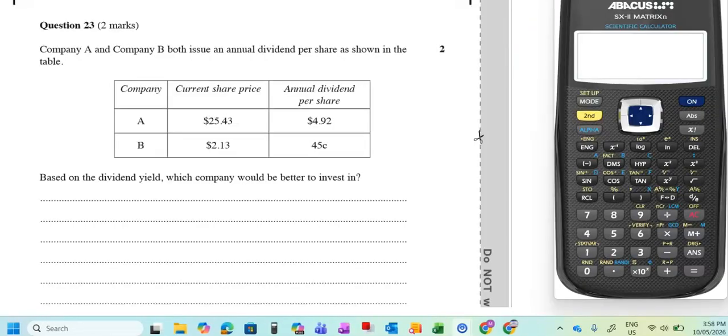Question 23. Company A and Company B both issue an annual dividend per share as shown in the table. Based on the dividend yield, which company would be better to invest in? Pause here to try yourself.